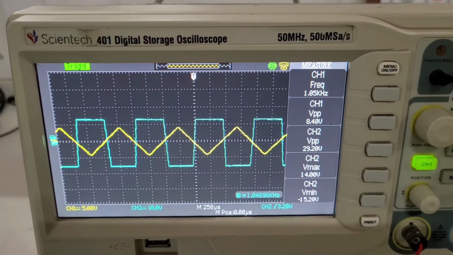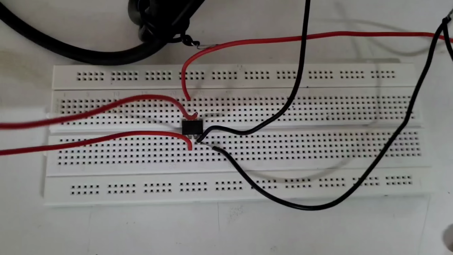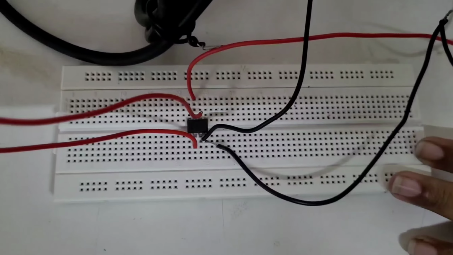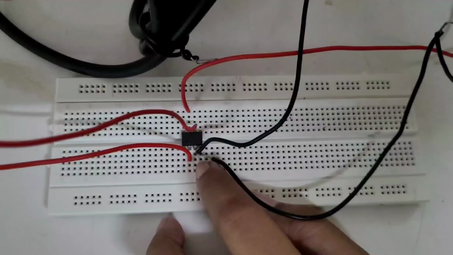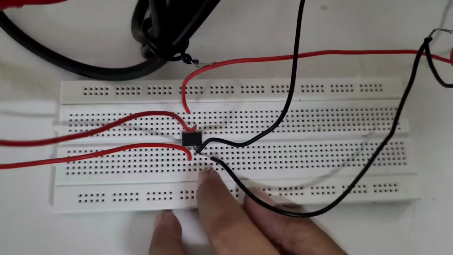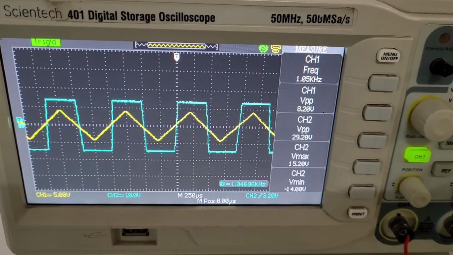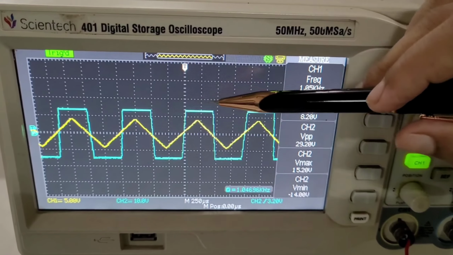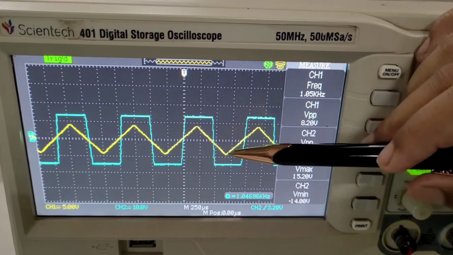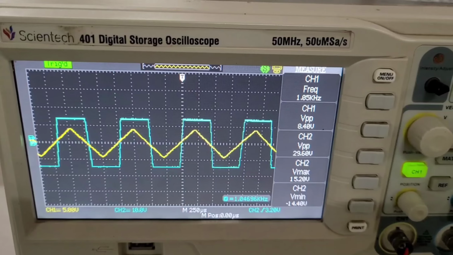Now let's see the non-inverting zero cross detector. Here in this circuit, we just need to interchange the pin number 2 and pin number 3 to have non-inverting ZCD. From the waveforms, we can see that the output wave shape is in phase with the input wave shape. So this is the non-inverting ZCD.